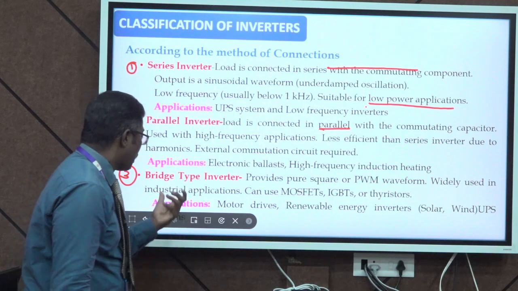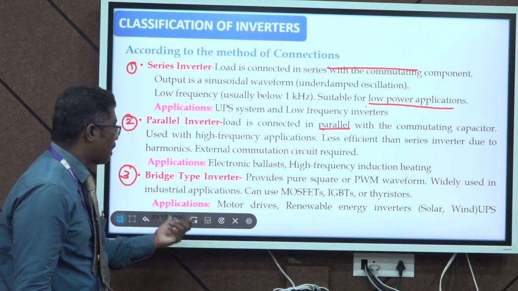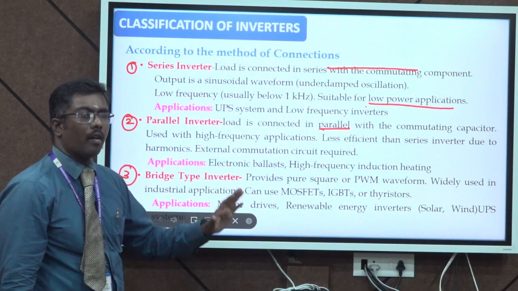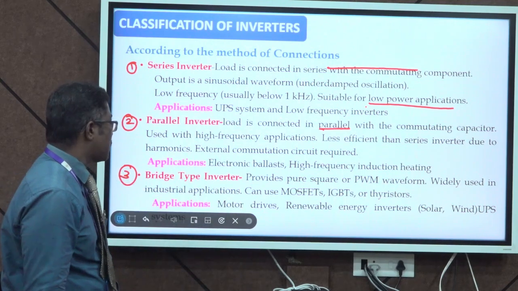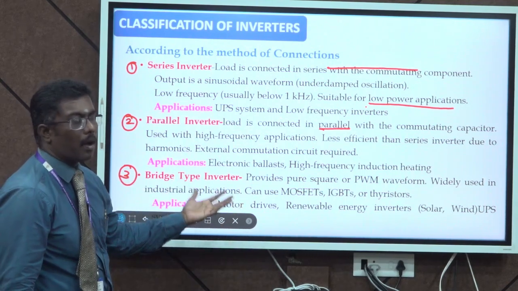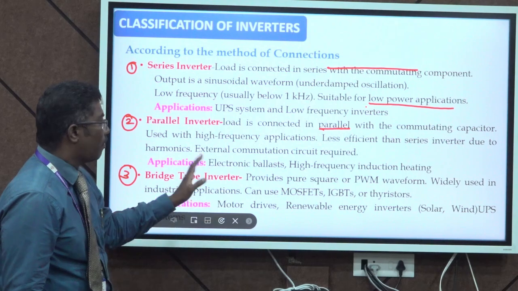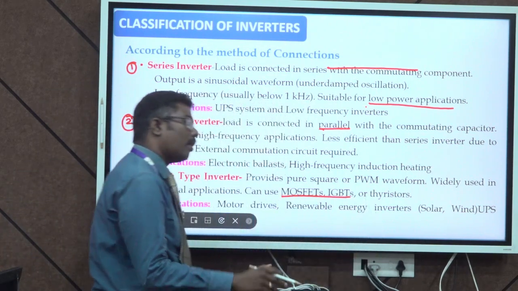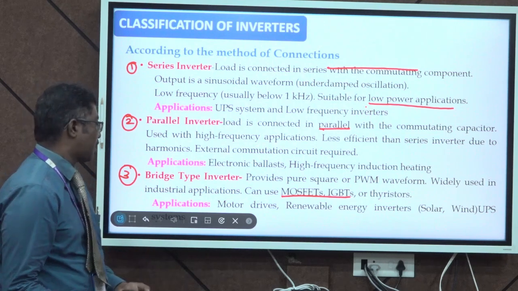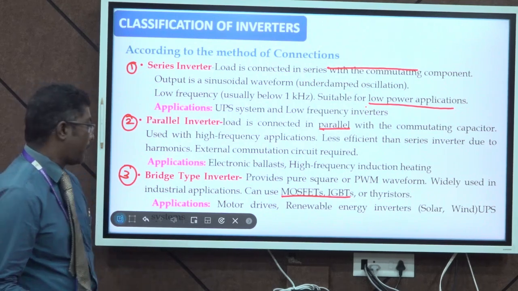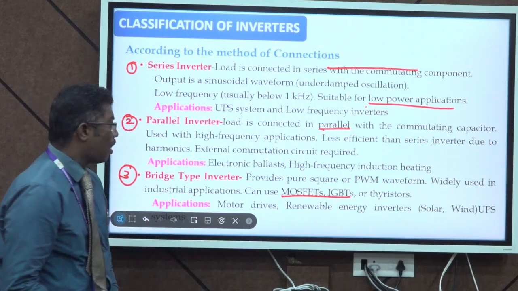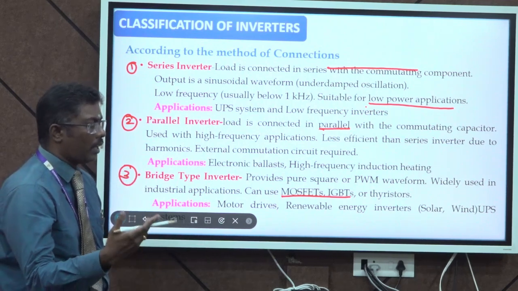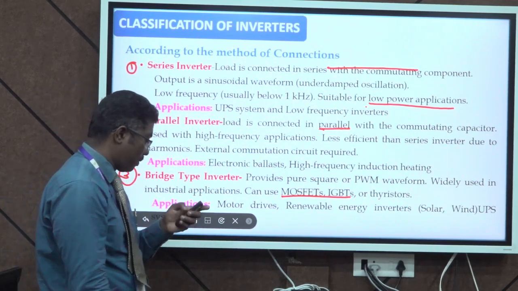The last type is the bridge type inverter. Bridge type inverters are mainly used for a variety of industrial applications, and in them we use MOSFETs or IGBTs as switching devices, or we can go with SCRs, that is thyristors. The main applications of bridge type inverters are in motor drives and in various renewable energy systems.